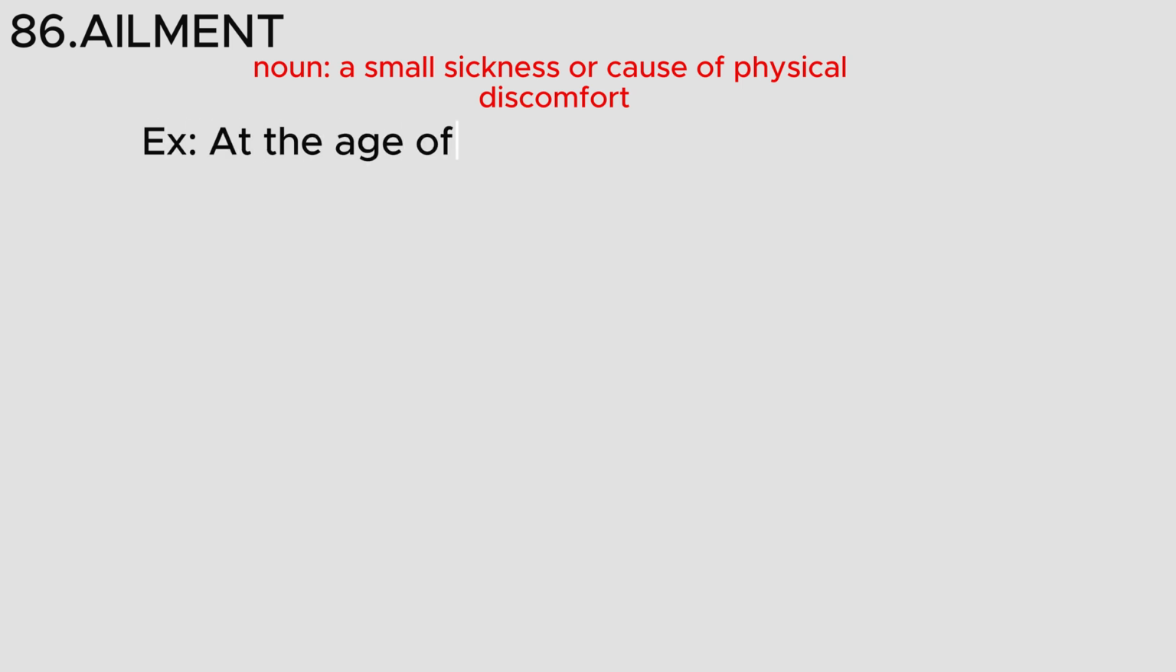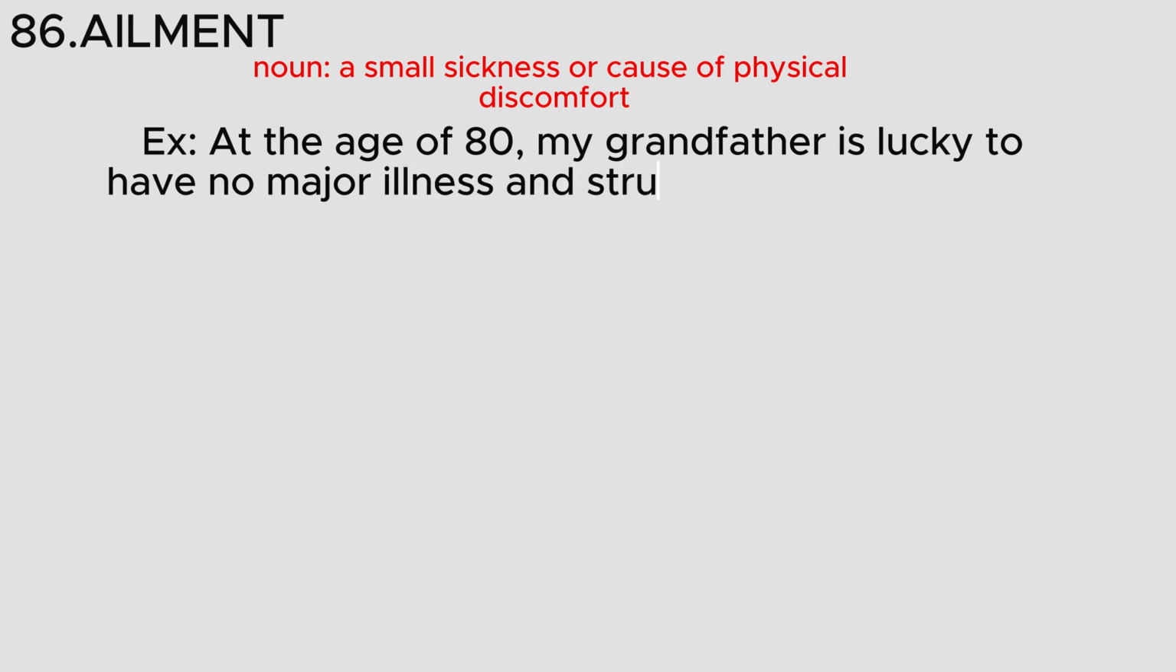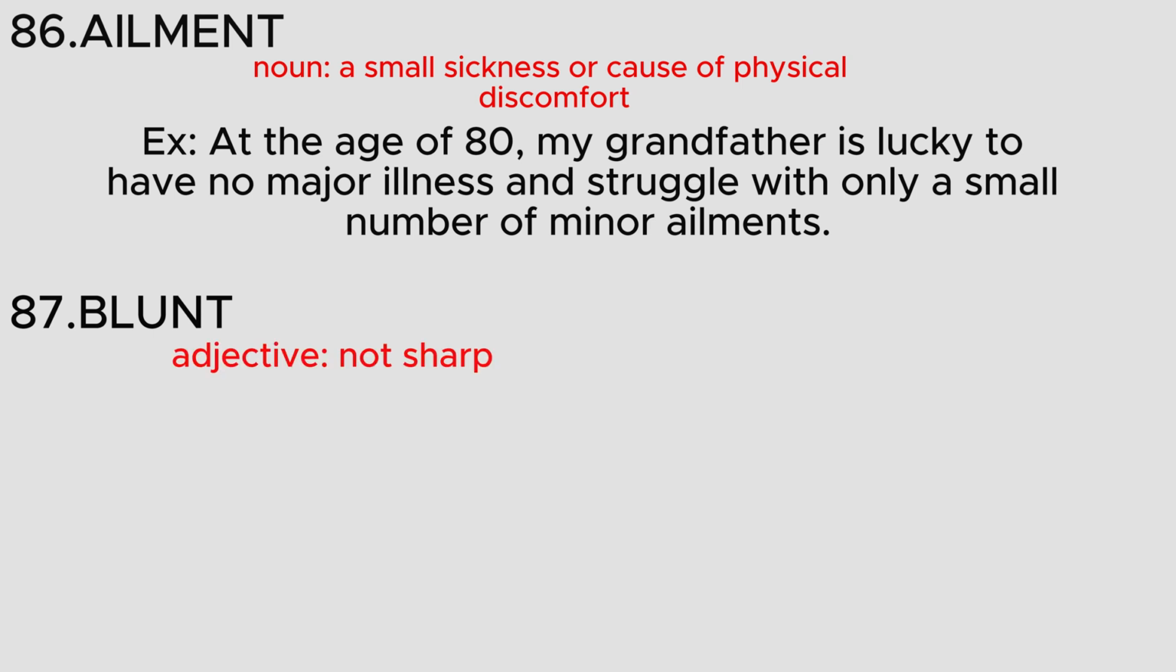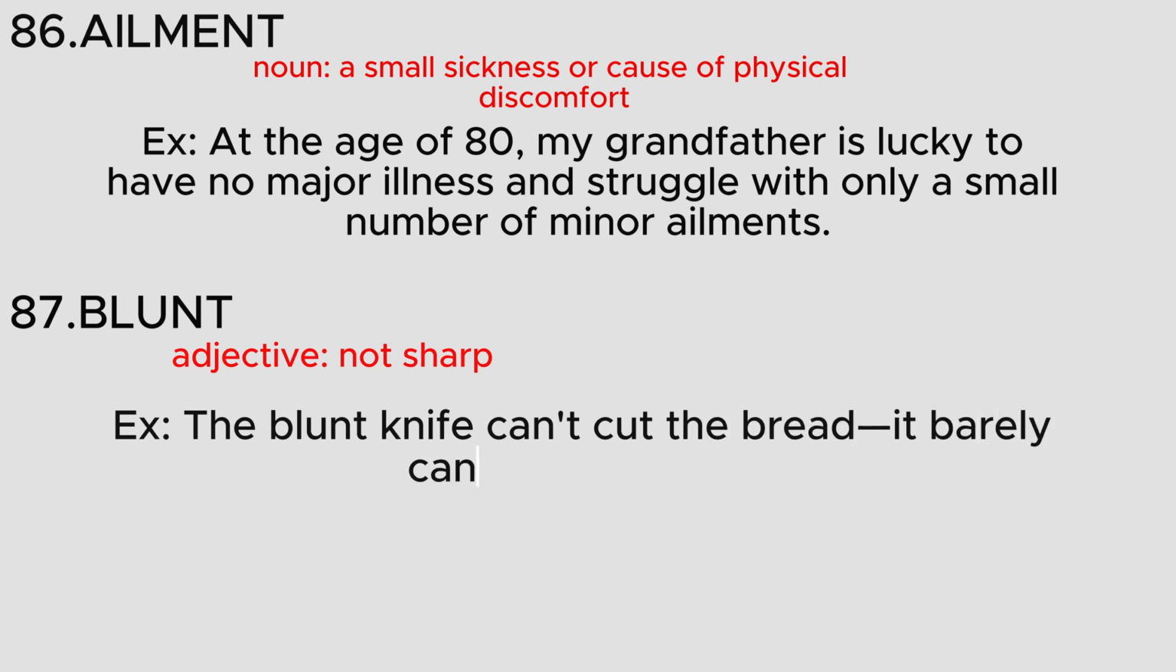Ailment: a small sickness or cause of physical discomfort. Example: at the age of 80, my grandfather is lucky to have no major illness and struggle with only a small number of minor ailments. Blunt: not sharp. Example: the blunt knife can't cut the bread, it barely can cut the butter.